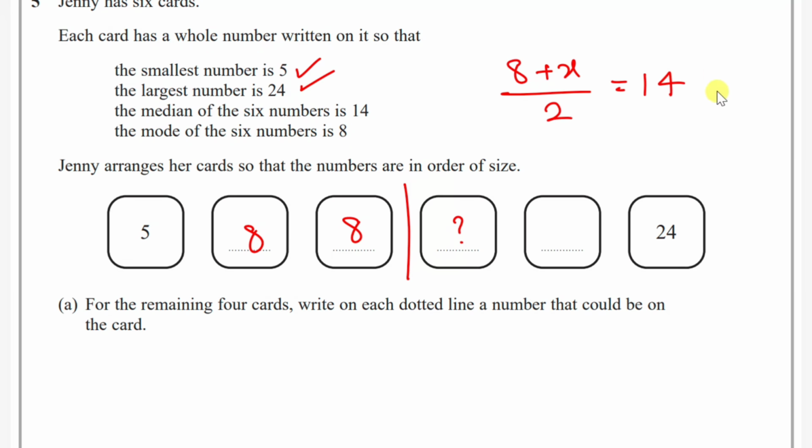So times 2 across, you get 8 plus x equals 28. And subtracting 8 across, you're left with 20. So the number over here must be 20. Now we've got one more number left. So it says here, for the remaining 4 cards, write on each dotted line a number that could be. So this could be any number between 20 and 24. So I'm going to just say 21. And that should be fine.